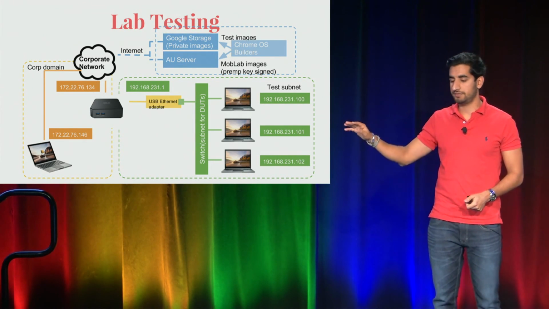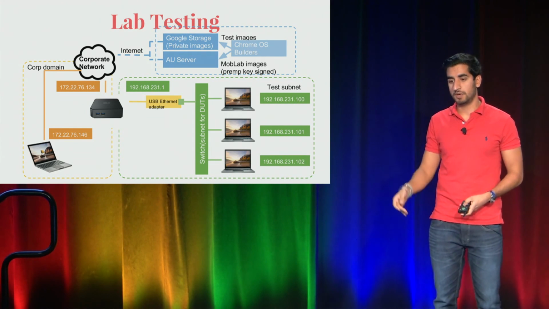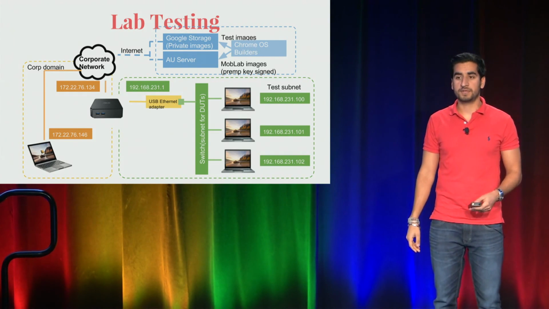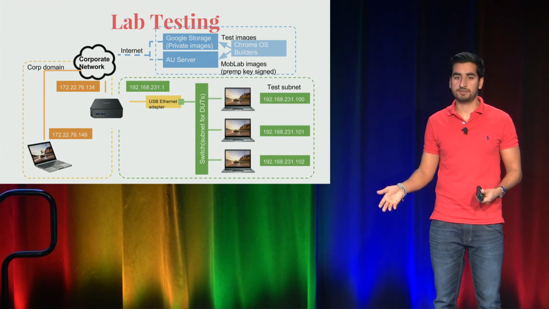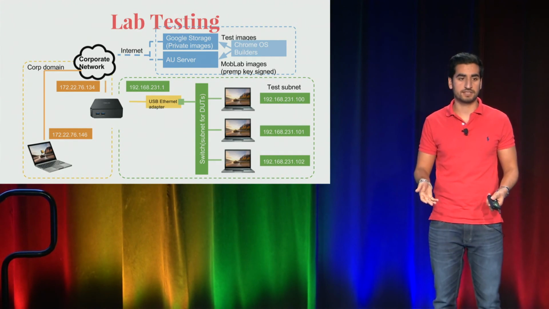And we only have a few requirements to get it going. One is internet access. Because a lot of these factories are based in China, that might mean VPN access, so that way they can access Google services. The reason they need to access our services is, one, for Google storage. That's where our builders will give them the images they can test. And two, they need access to the AU server, so should there be an update, they can actually download the update and get the new infrastructure that we've been building.